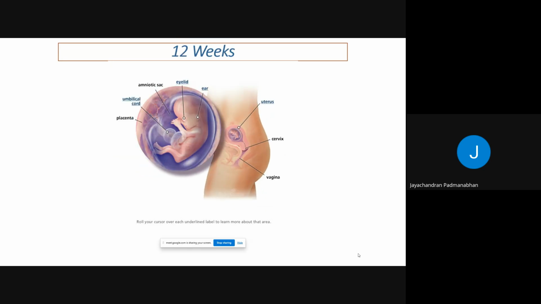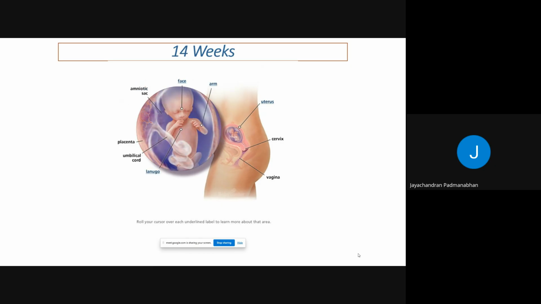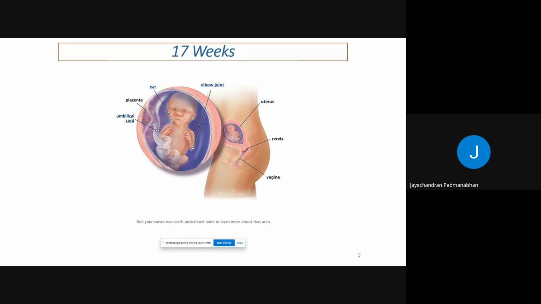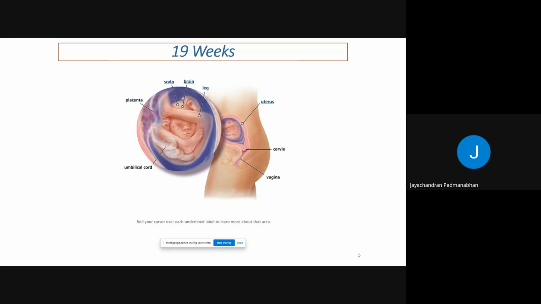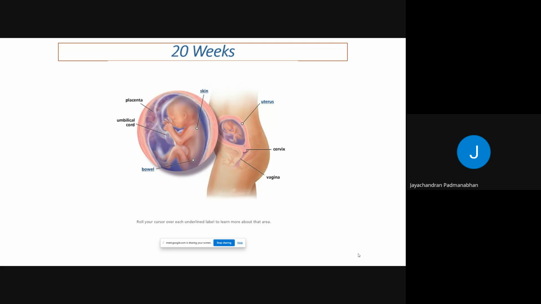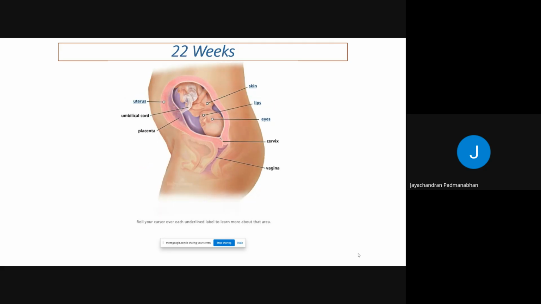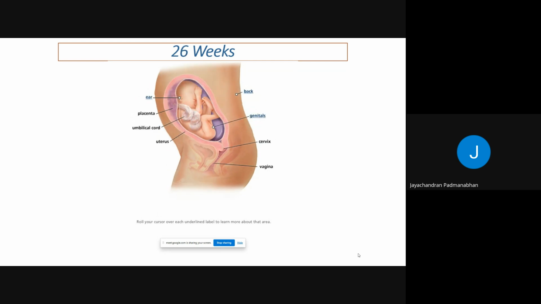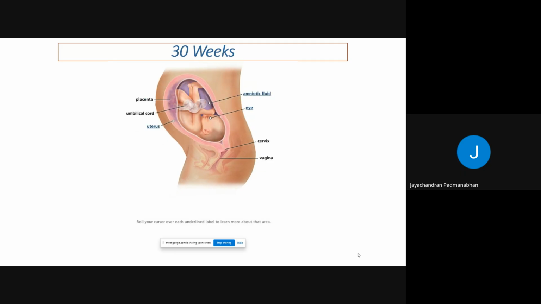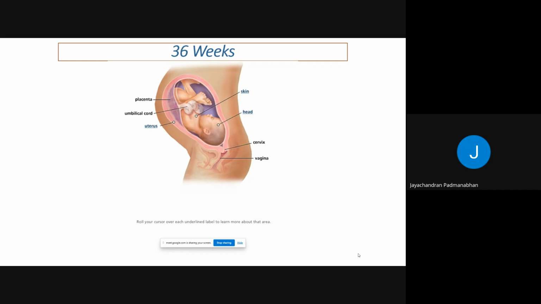I'm just moving the slides just for you to understand. By 27th, in 8 months you saw this picture. So by 27th week, usually the child is keeping the downward position. So beautiful pictures.